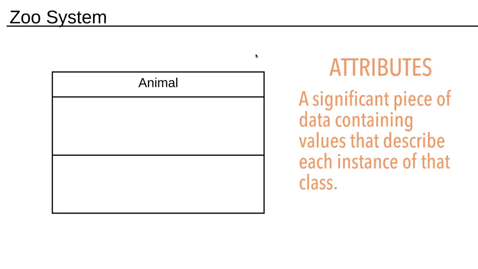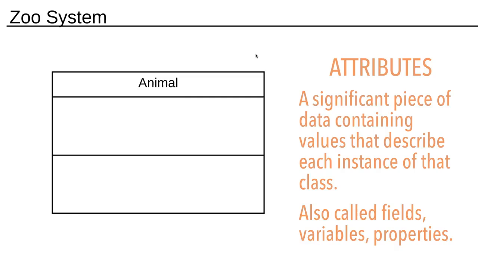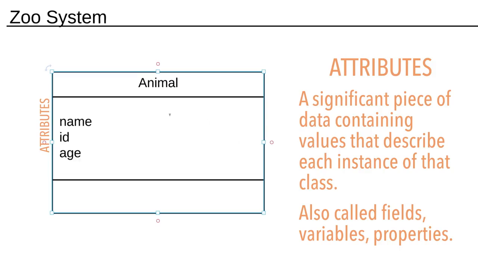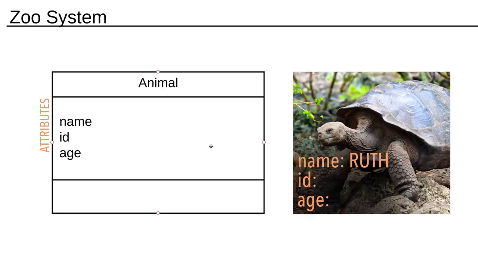An attribute is a significant piece of data containing values that describe each instance of that class. They're also known as fields, variables, or properties, and they go in the middle section here. So for our animal class, we could create attributes like name, ID, and age. That way we could identify a specific instance of the animal class, like Ruth, ID number 304, age 114.